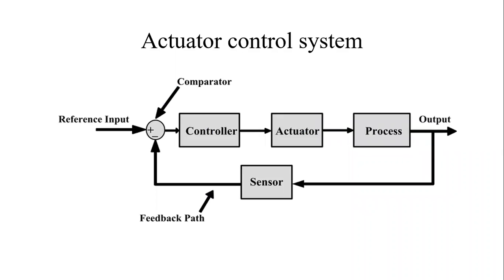This is actuator control system. It has controller, actuator, process, and the sensor. Depending upon the input of your reference and the feedback path, your controller will work. And this controller output is the input of your actuator. And depending upon the controller input, it will work. So this is basically the control system of your actuator.